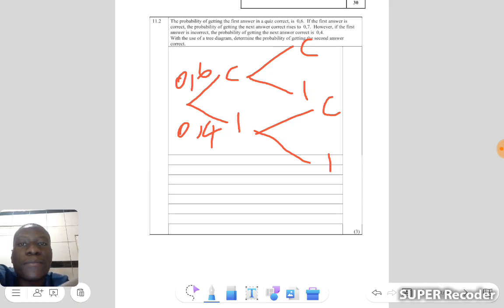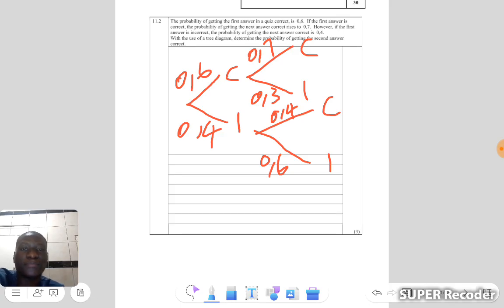Then the probability of getting the next answer correct is 0.7. That means here is 0.3. Why? Because this one should add to 1. But let's move on. They say if the first answer is correct, the probability of getting the next correct is 0.4. That means here is 0.4 because the first one is correct. So we are left with 0.6 here. So we have completed our tree diagram.